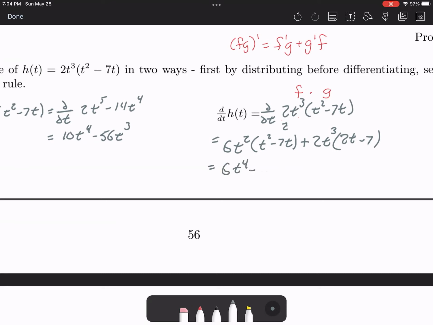Let's double check to make sure that everything is right. 6t to the fourth minus 42t cubed plus 4t to the fourth minus 14t cubed. So I've got 10t to the fourth and minus 42 plus 14, 56t cubed. I get the same thing.